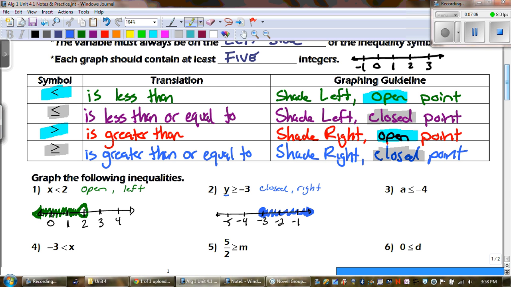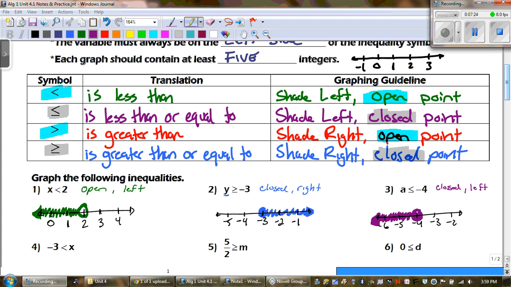Why don't you guys try number 3 all on your own? Pause the video and good luck. Okay, for number 3, it's closed and it's to the left. Okay.